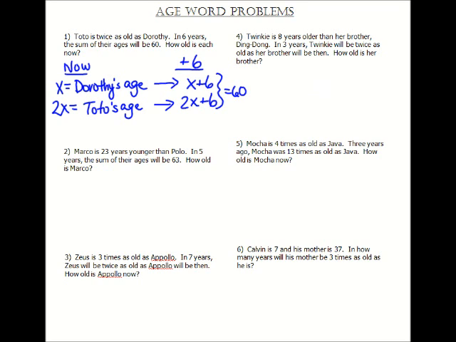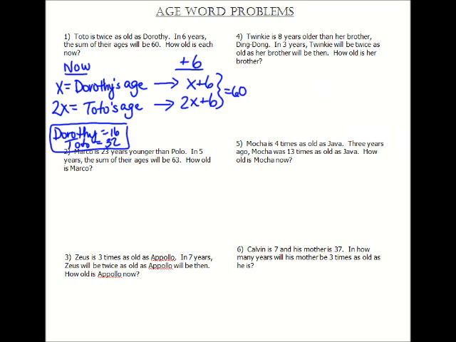I don't need to do the algebra for you. Pause here, and then come back. You should get Dorothy is 16, and Toto's 32. That's the final answer.